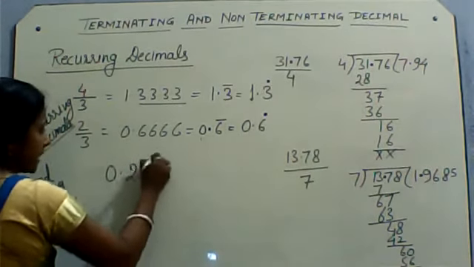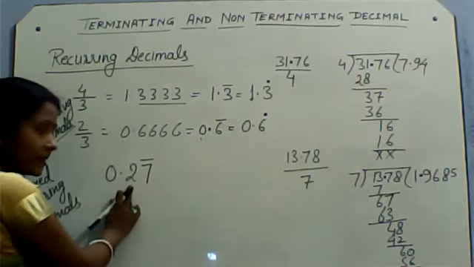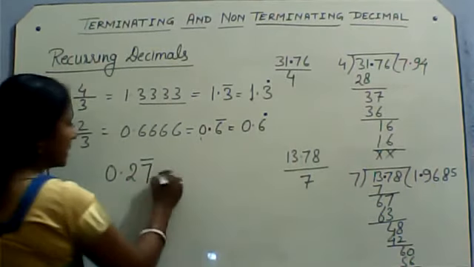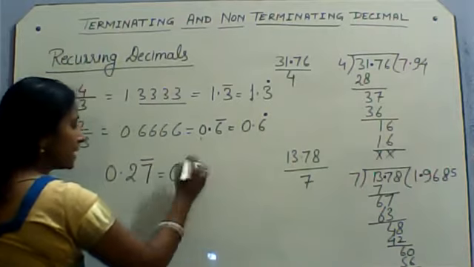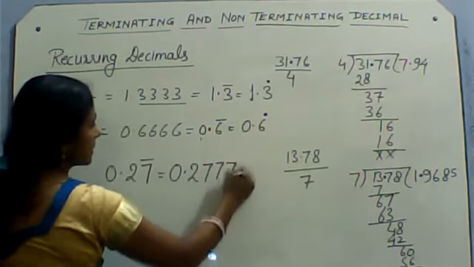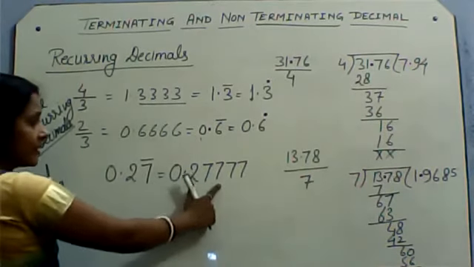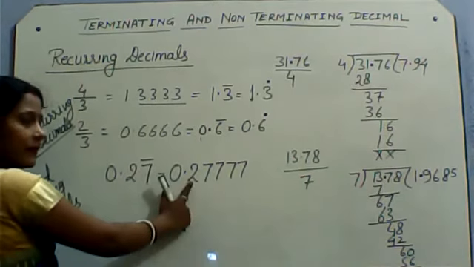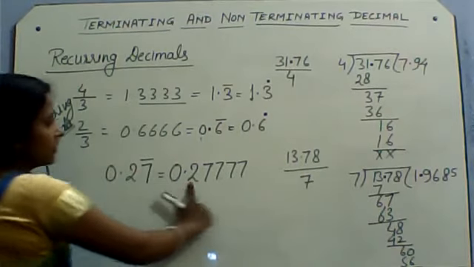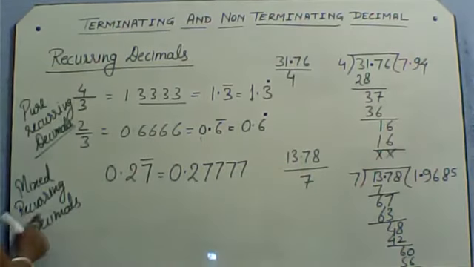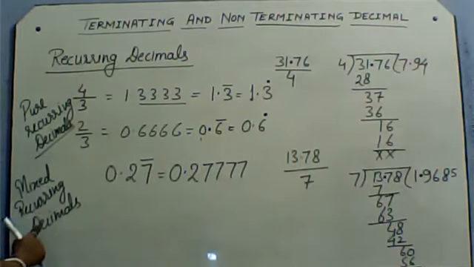0.27 bar. Here 2 is not repeating. Here 7 is repeating only. Then in the decimal part, 2 is as it is, and only 7 is repeating. Since here a recurring decimal and one simple decimal is there, this one is a mixed decimal, mixed recurring decimal.